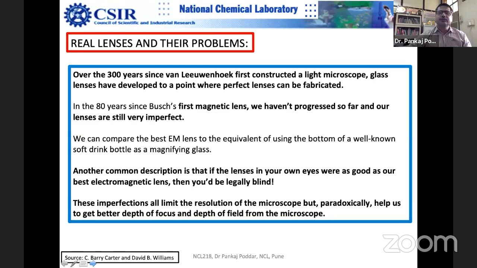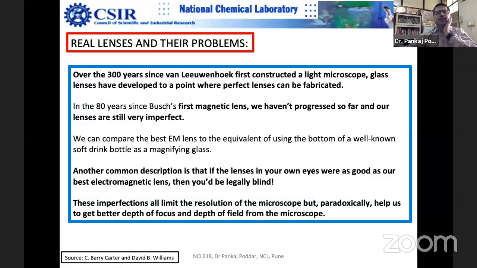So when the first person, von Leeuwenhoek, first constructed the light microscope, he collected 2-3 lenses and made a compound microscope, and you have to do the mechanical movement of the lenses up and down to magnify certain things. At that time, the glass lenses were full of problems. And then people started perfecting these glass lenses later on.